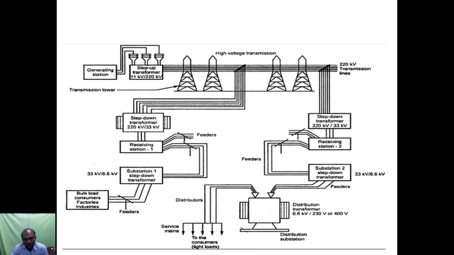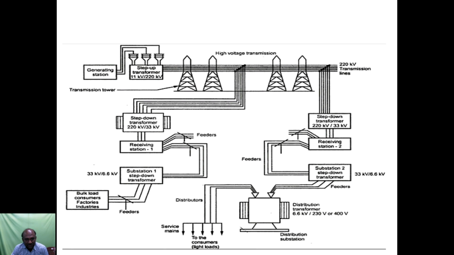Receiving station 2. So we have different types of substations. From the 33 kV, we have a 33 kV substation, from which we can distribute the power to various loads through the feeder lines. In substation 2, we are further stepping down the voltages from 33 kV to 6.6 kV through various feeder lines.